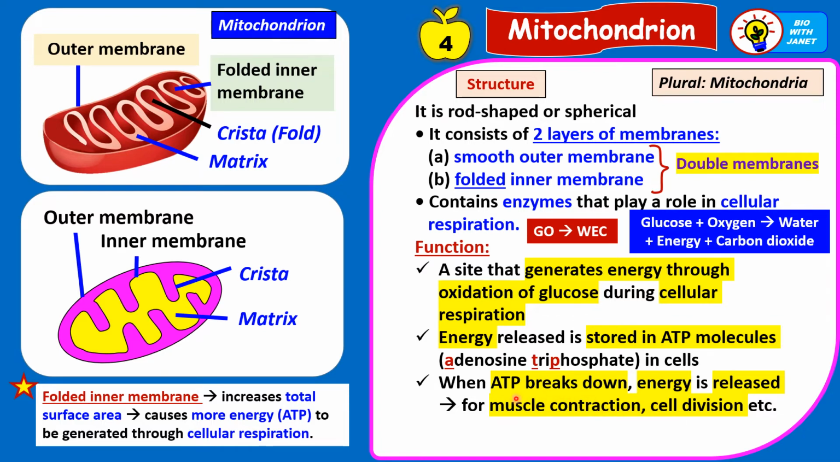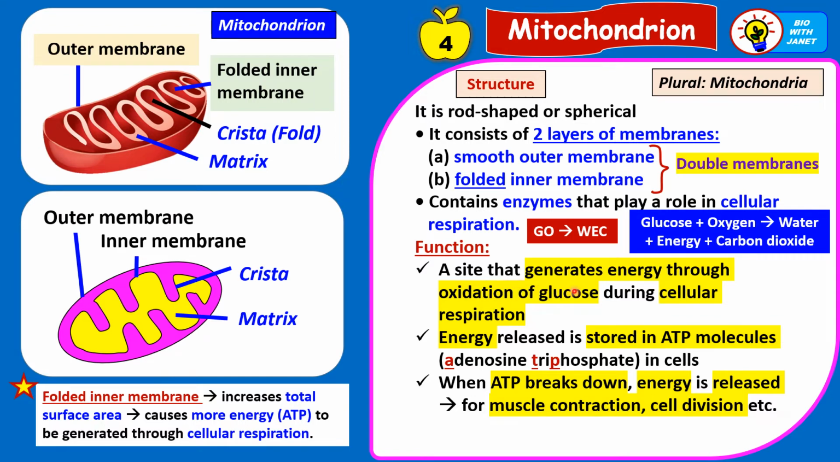Then the ATP in the cells of the muscles will break down. When it breaks down, it will release the energy that actually comes from cellular respiration, but which was stored in the ATP. So this energy will be released for muscle contraction and for other cellular activities like cell division, transmission of nerve impulses, and so forth. All right. So the summary is like this.